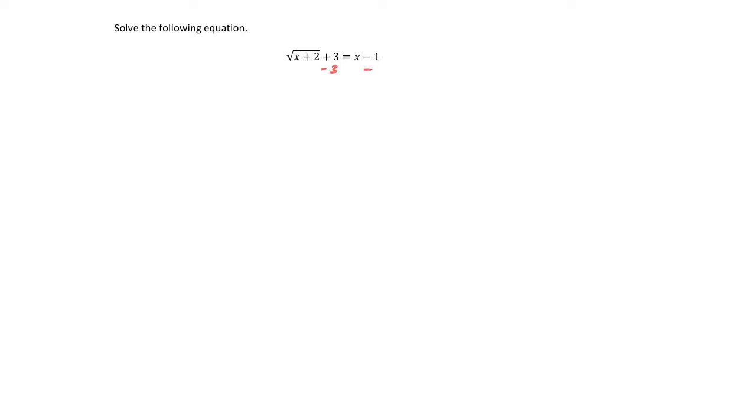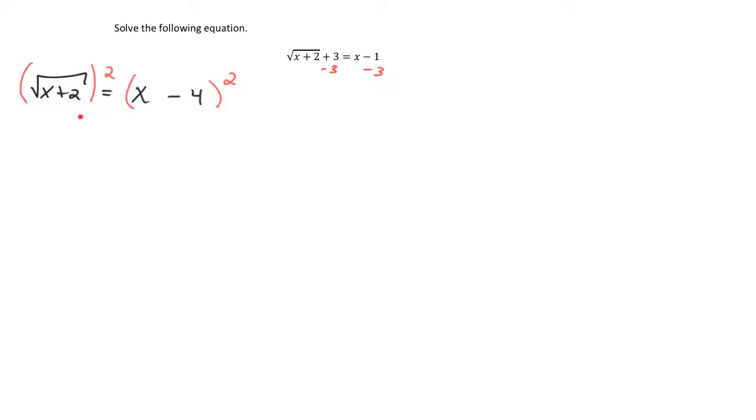So this is where I'm starting. Take 3 from both sides. That gives me the square root of x plus 2 is equal to x minus 4. Once you have the square root isolated, it's now where you can square both sides and go from there.